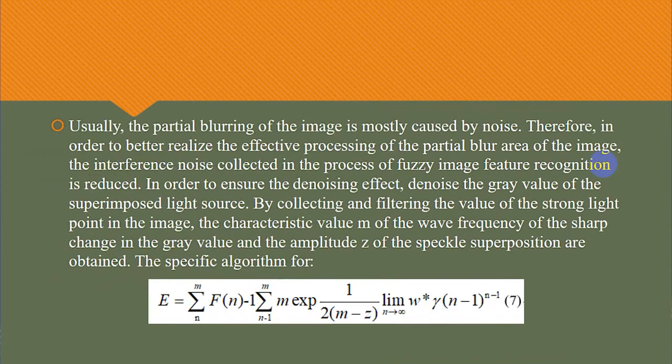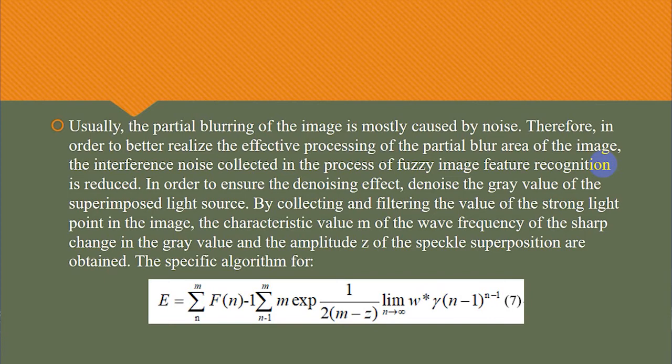Usually, the partial blurring of the image is mostly caused by noise. Therefore, in order to better realize the effective processing of the partial blur area of the image, the interference noise collected in the process of fuzzy image feature recognition is reduced. In order to ensure the denoising effect, denoise the gray value of the superimposed light source. By collecting and filtering the value of the strong light point in the image, the characteristic value m of the wave frequency of the sharp change in the gray value and the amplitude z of the speckle superposition are obtained.